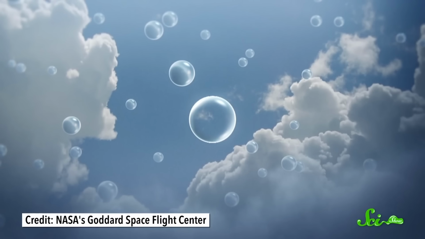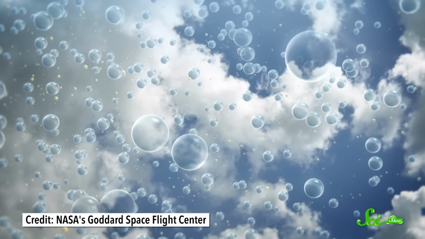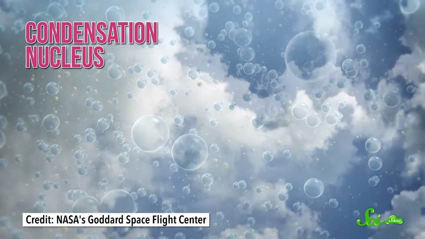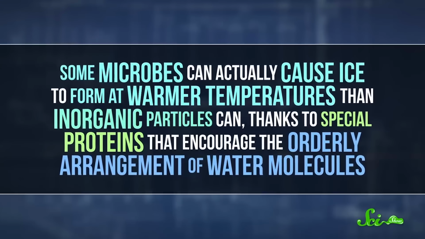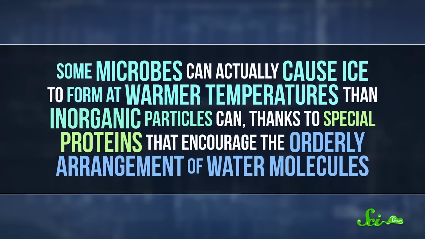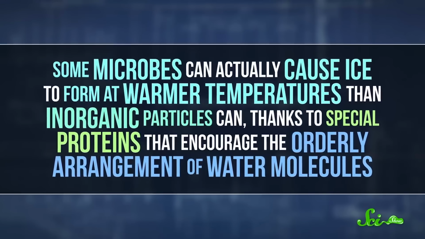For raindrops or snowflakes to form and grow big enough to fall to Earth, there generally needs to be something for the water molecules to start collecting onto, called a condensation nucleus. This can be a speck of dust or other inorganic stuff drifting around in the air, but sometimes a floating microbe will do instead. Some microbes can actually cause ice to form at warmer temperatures than inorganic particles can, thanks to special proteins that encourage the orderly arrangement of water molecules.